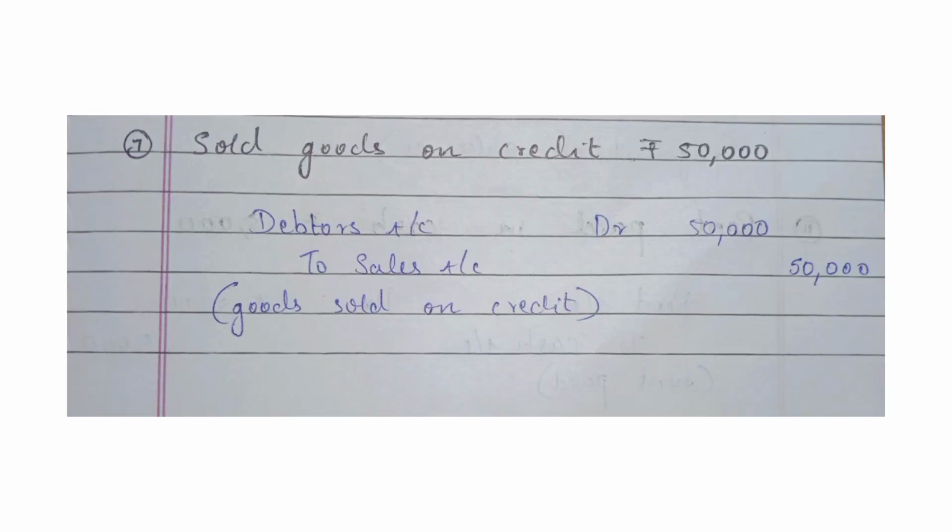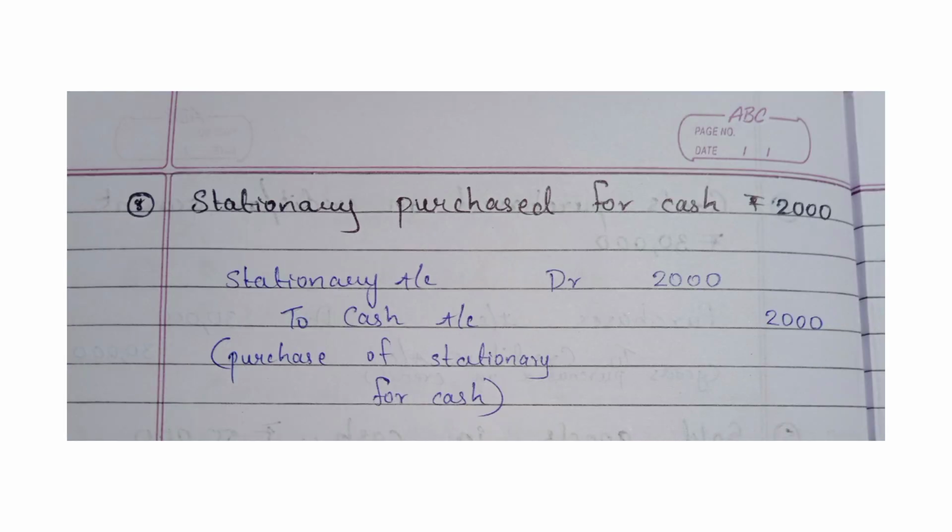The next one is sold goods on credit rupees 50,000. So here the name is not given. So the journal entry will be debtor's account debtor to sales account. Narration is goods sold on credit. Okay, fine. Next one is stationery purchase for cash.